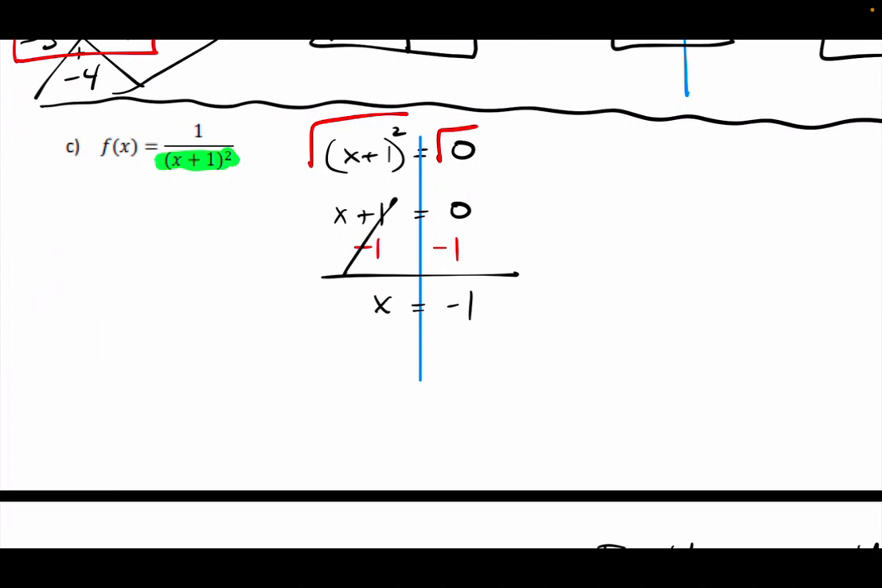So is x equal -1 a hole or a vertical asymptote? Vertical asymptote, yeah, because you can't plug it into the top. The top is a 1. I can't plug in anything to the top. It's always going to be 1. So if I was to plug -1 into the bottom, I'd get 0 squared, which is 0. So we say vertical asymptote at x equals -1.